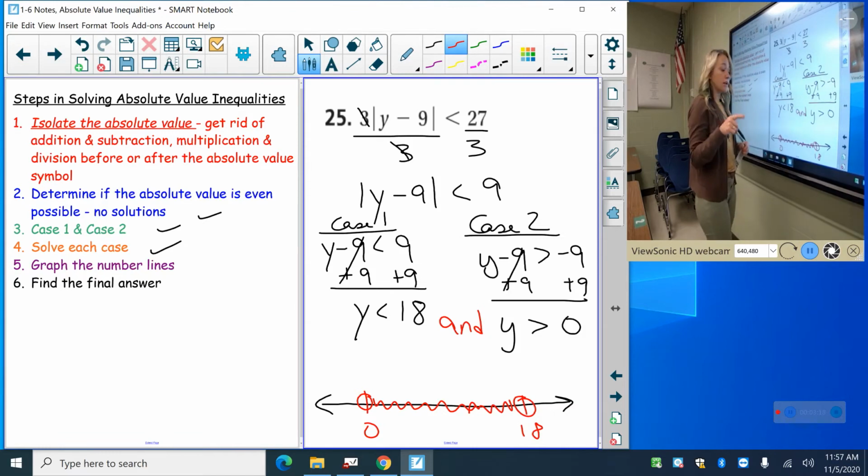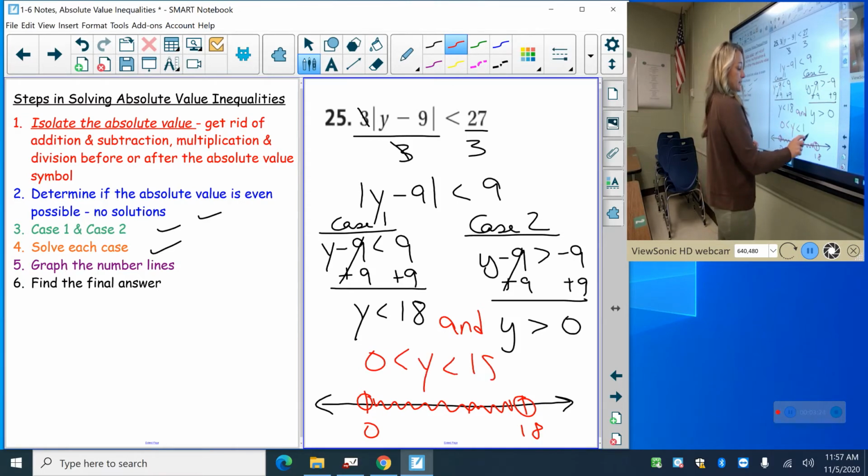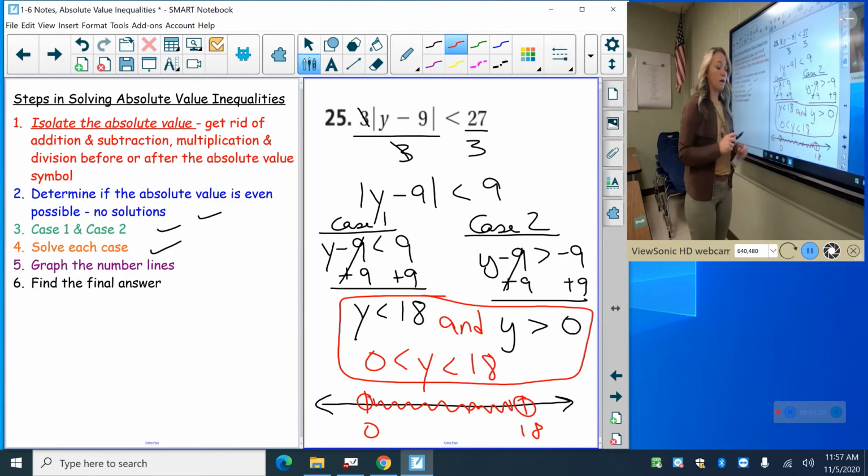Remember, with and inequalities, you can also write 0 is less than y, because the y is what's in the middle, which is less than 18. So either answer is acceptable. And sometimes if you're doing a multiple choice problem, you might not have this option or this option. You'd actually have to just choose whichever one is acceptable.